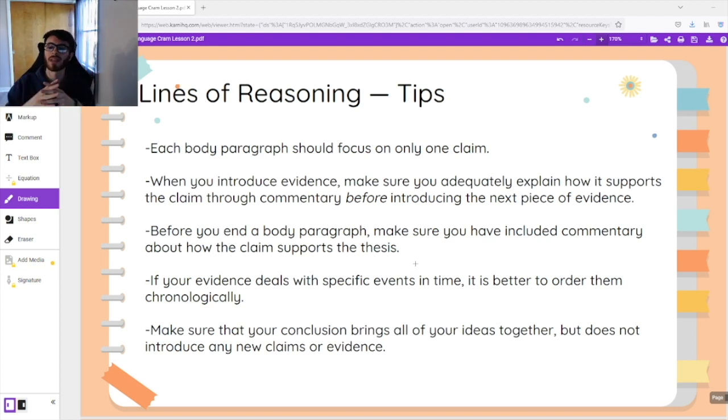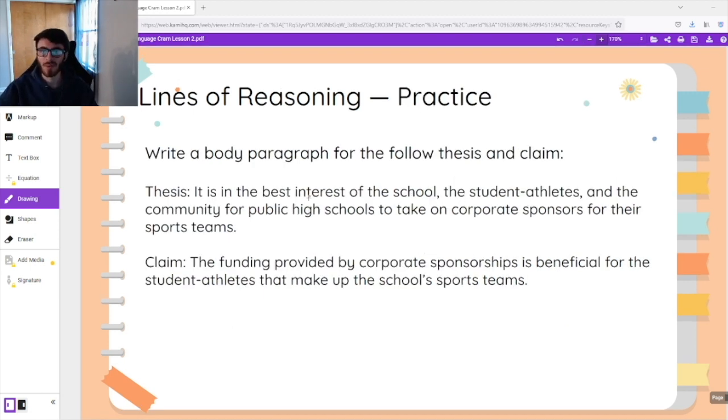You want to be like, all right, here's my introductory paragraph, here's the background information, here's my thesis. Now I'm going to focus on one claim in this body paragraph, I'm going to give all the evidence, and I'm going to explain the evidence before I move on to the next piece. Second paragraph, new claim, etc., etc. Keep it nice, keep it organized, make it make sense, explain everything before you move on to the next thing. So let's practice it. We are now going to write a full body paragraph.